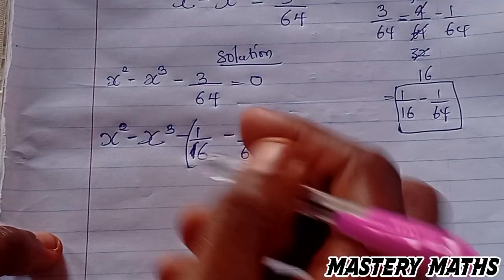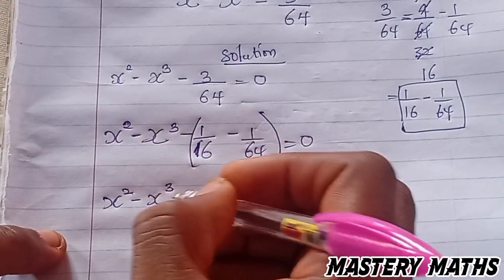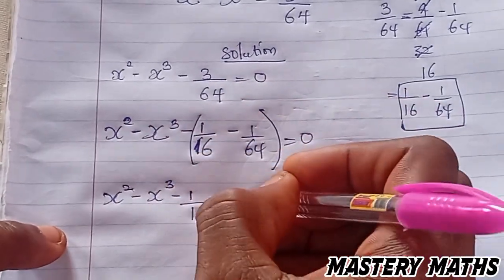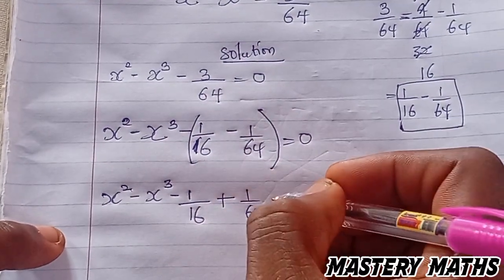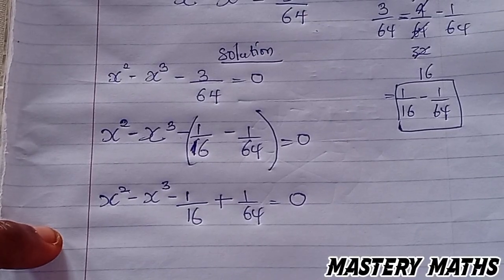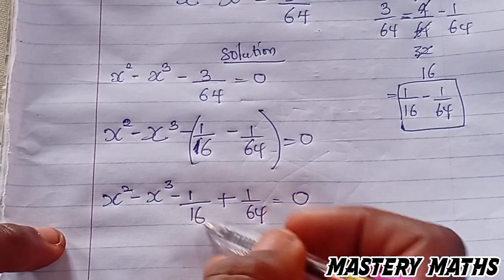Now, to open the bracket, you have x raised to the power 2 minus x raised to the power 3 minus 1 over 16. Minus times minus is plus, which I'm seeing here, 1 over 64, then equal to 0, which you have here. Now, what should be the next thing? If you watch now, you need to equate these.